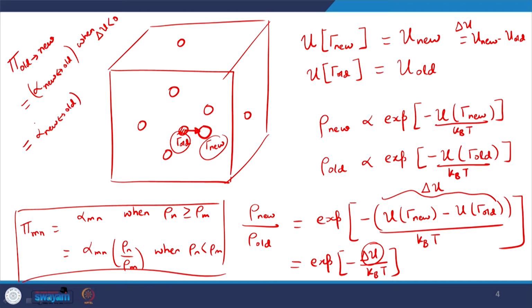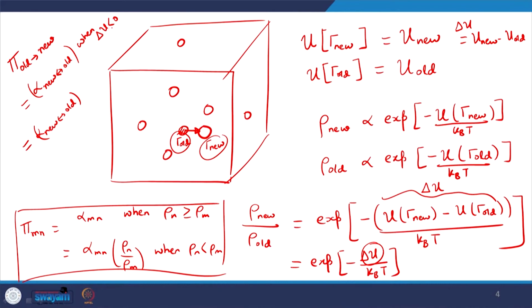new to old. And when will this happen? When rho n is less than rho m, when rho nu by rho old is less than 1. And when will that happen? That will happen when delta u is higher than 0, right? By the way, we can say delta u less than or equal to 0 in the first case, because we had a greater than or equal to there. So, the second case is multiplied with exponential of minus delta u divided by kBt when delta u is greater than 0.